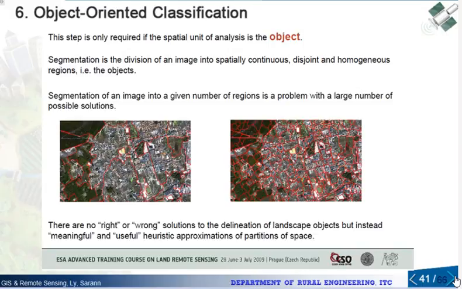Segmentation is the division of the image into spatially continuous, disjoint, and homogeneous regions, for example, the objects. Segmentation of an image into a given number of regions is a problem with a large number of possible solutions. There is no right or wrong solution to the delineation of landscape objects, but instead meaningful and useful heuristic approximations of the partition of space.